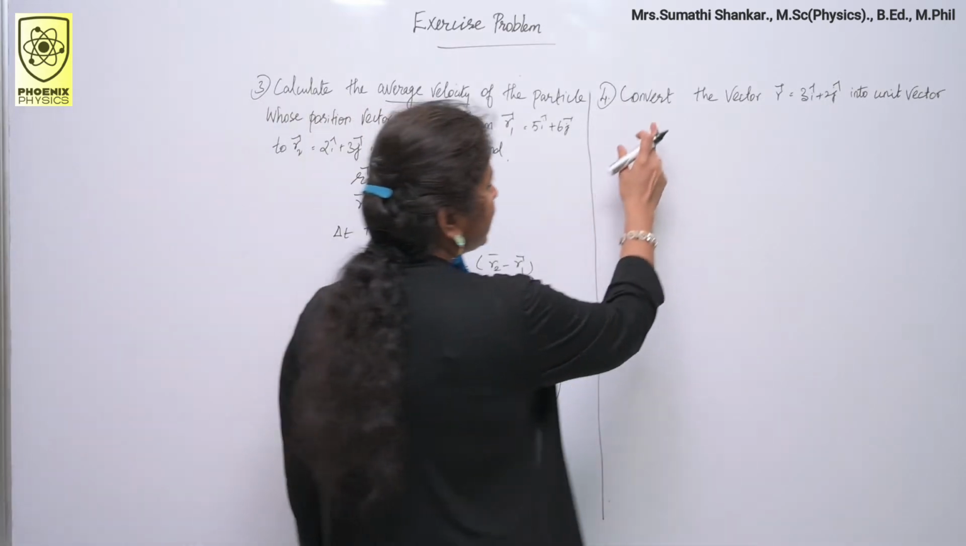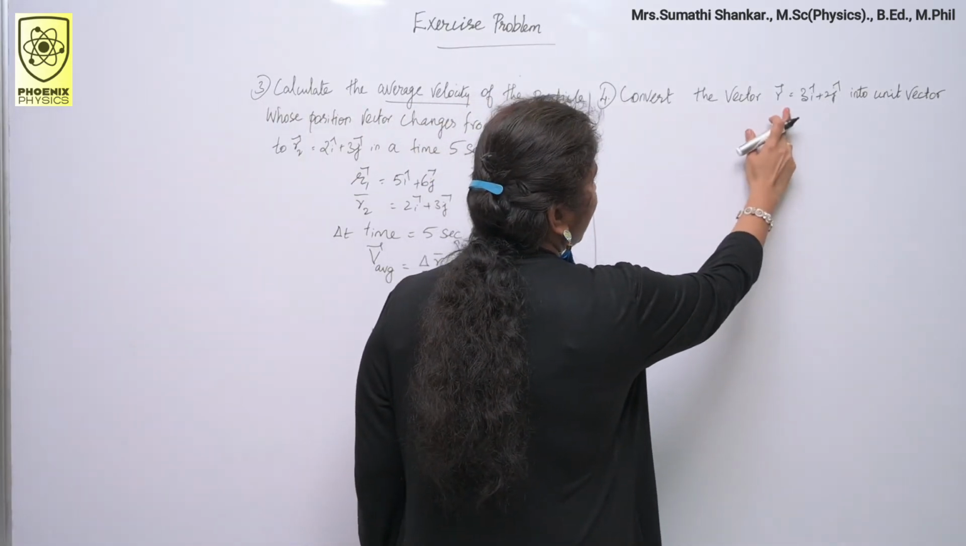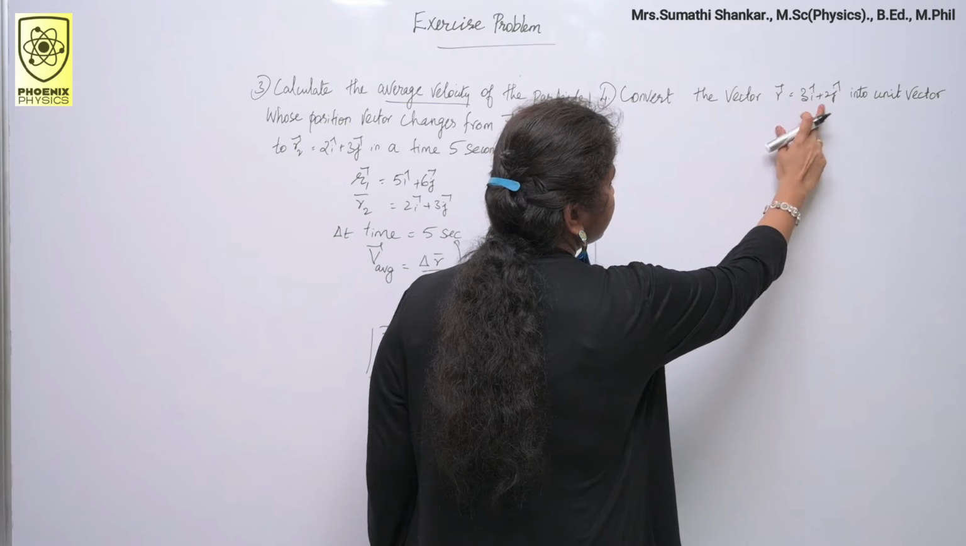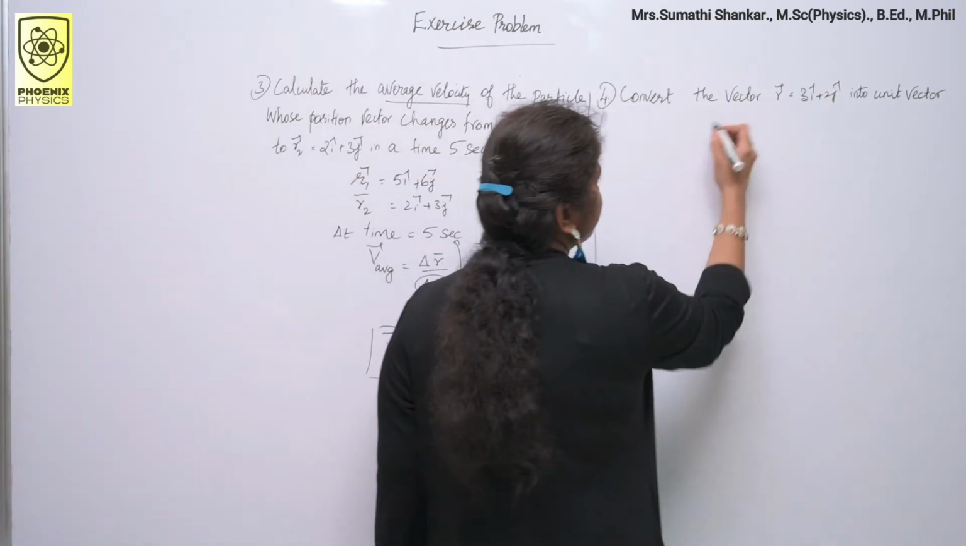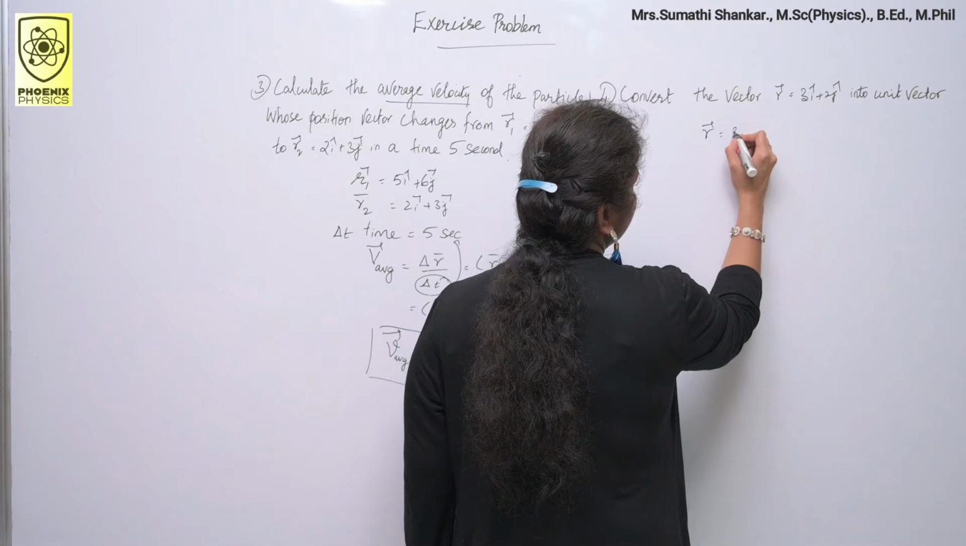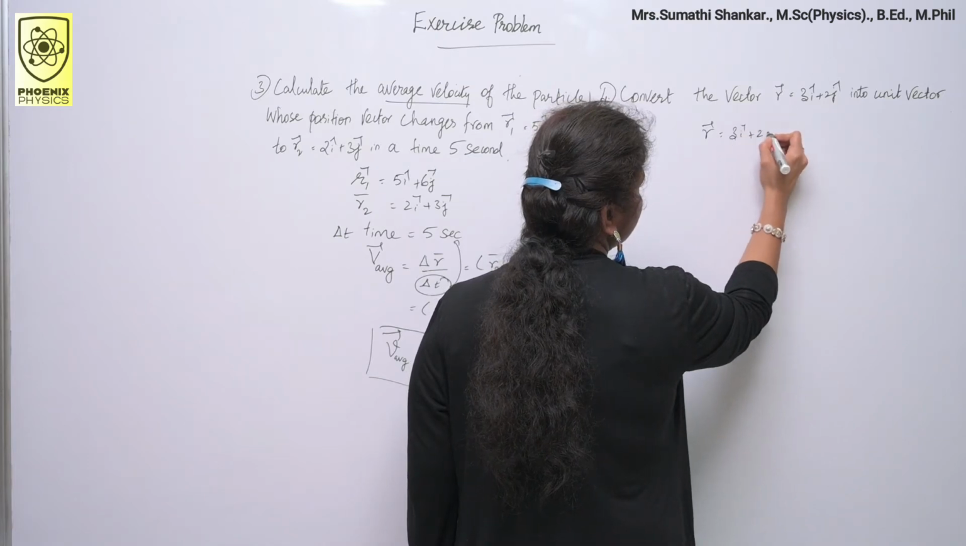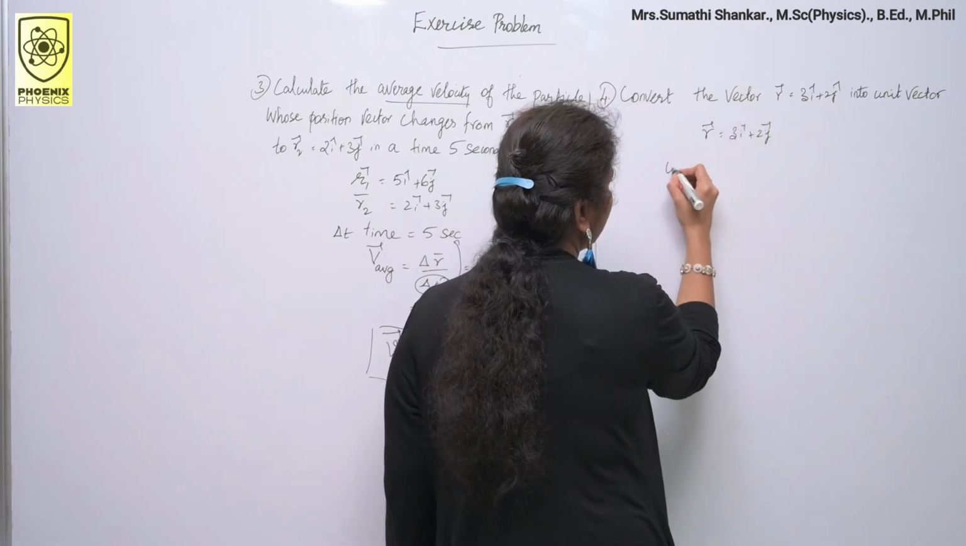Fourth problem: convert the vector R vector equal to 3i vector plus 2j vector into a unit vector. What is given? R vector is equal to 3i vector plus 2j vector. You know the formula.